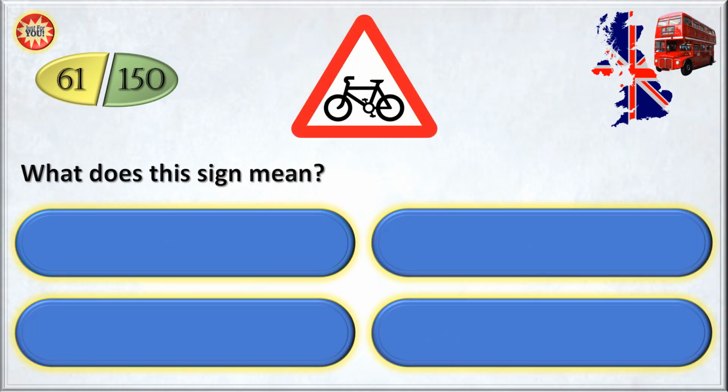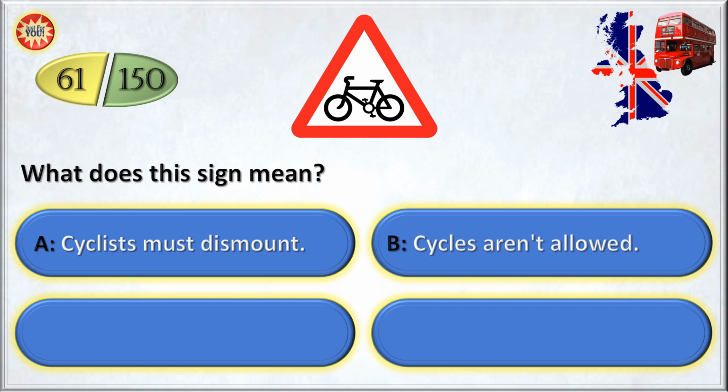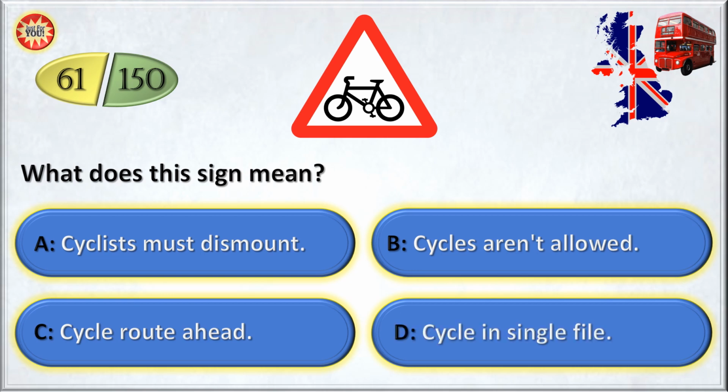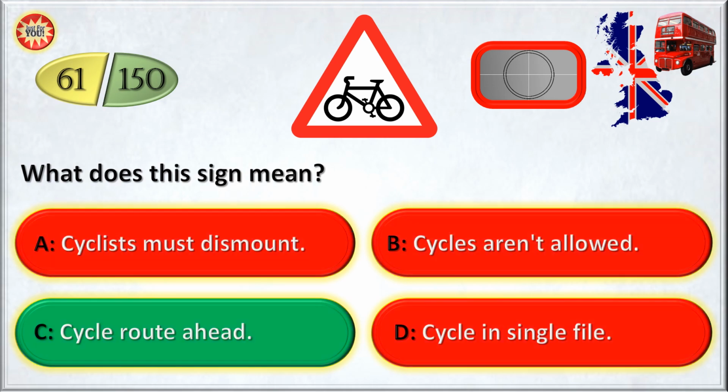What does this sign mean? Cyclists must dismount. Cyclists aren't allowed. Cycle route ahead. Cycle in single file. Cycle route ahead.